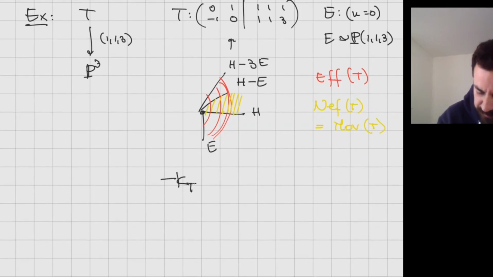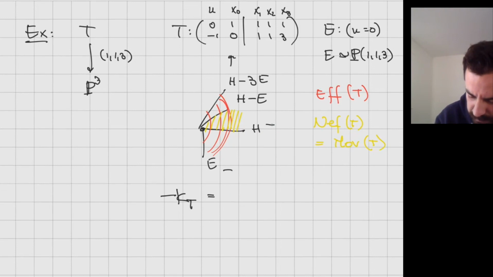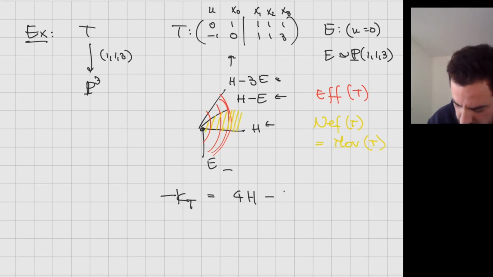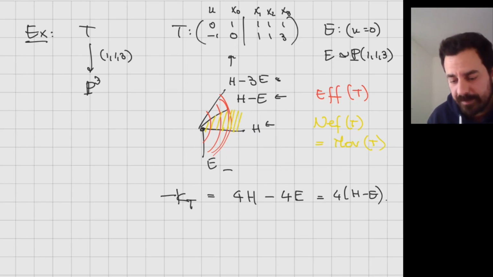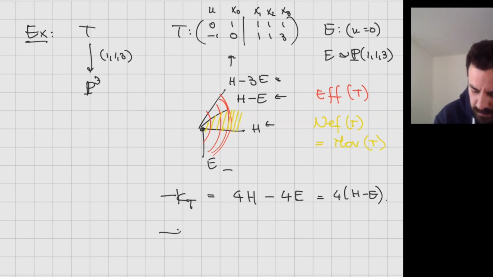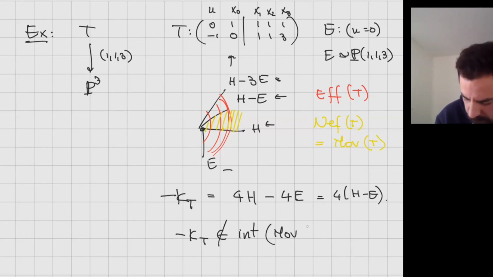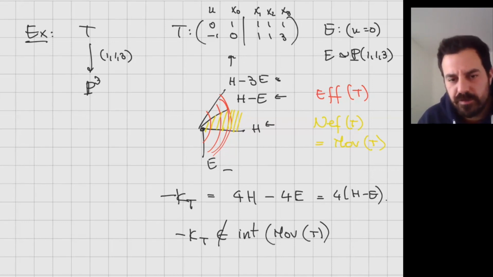Now, the anticanonical divisor of T is just the sum of the effective divisors given by the coordinate hyperplanes. So I just need to sum all these guys here. This is 4H minus 4E, which happens to not be in the interior. So this is not in the interior of the movable cone of T.